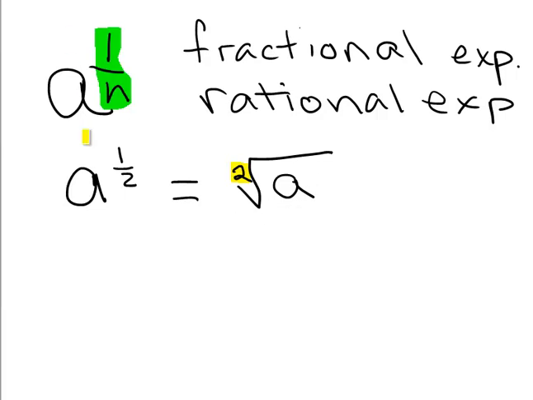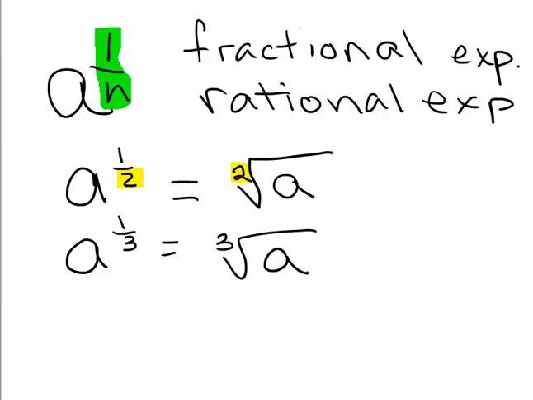What's interesting here is that the denominator of this fractional exponent is the same as the index when you're using it in radical form. So if a to the 1/2 is written as the square root of a, then you can think that a to the 1/3 is the cube root of a. Again, here's the denominator, here's the index.